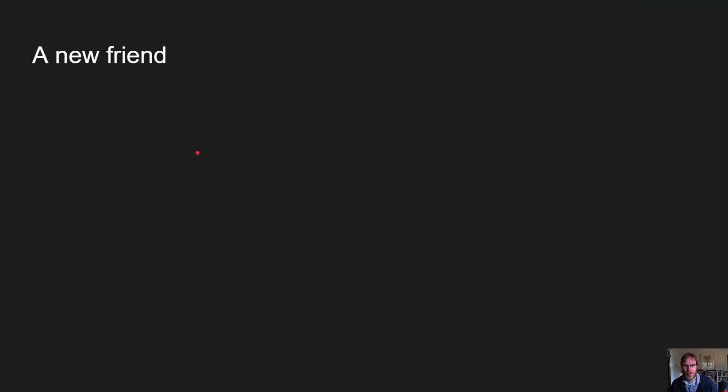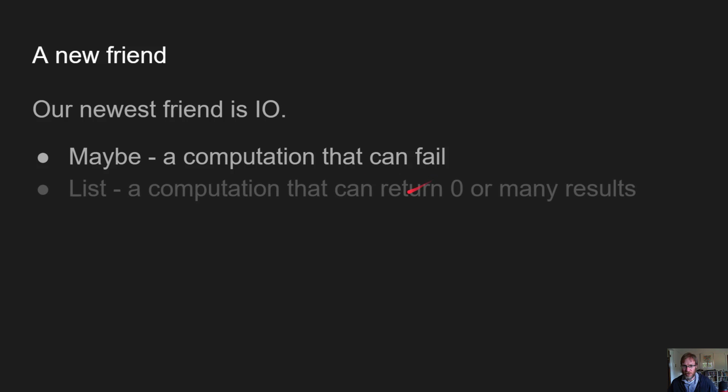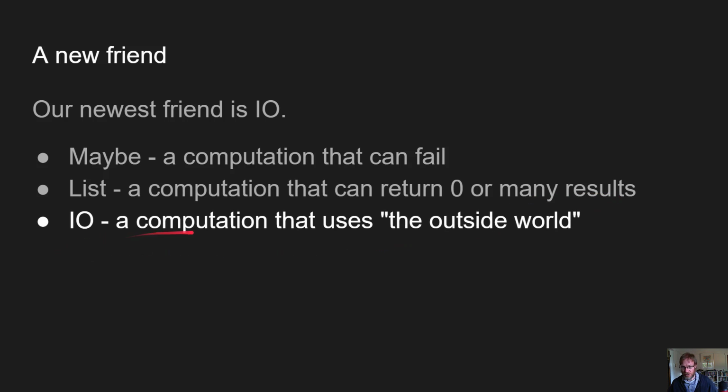So we've seen many examples now of how our old friends lists and types like maybe are instances of functor and applicative, providing a way to map functions over those contexts. We have also seen the IO type, but only in passing really before. However, it is also both functor and applicative. So if we think of maybe being a computation that can fail, and we think of a list as being a computation that can return 0 or many results, then I/O is a computation that somehow uses the outside world.